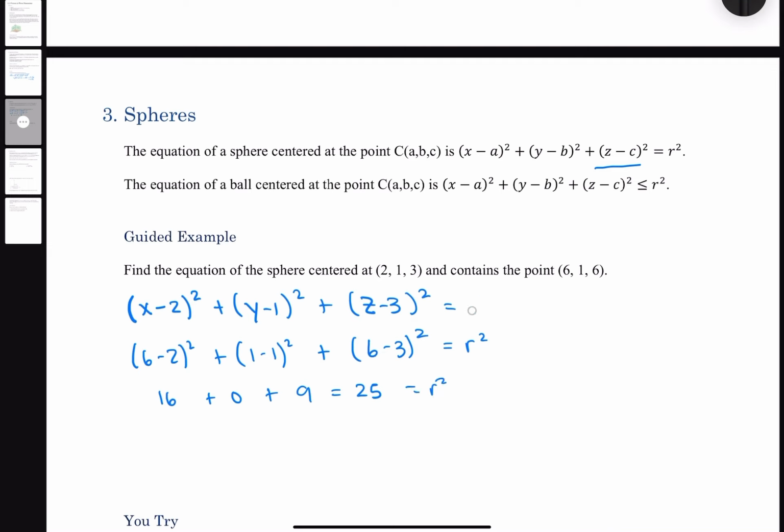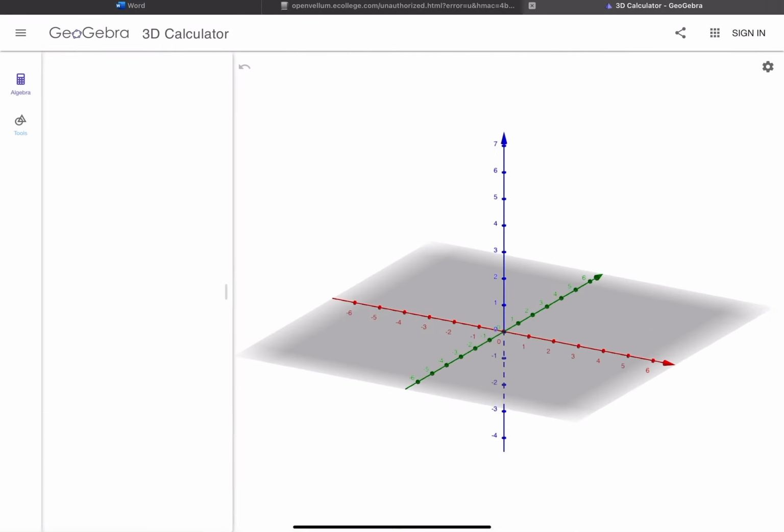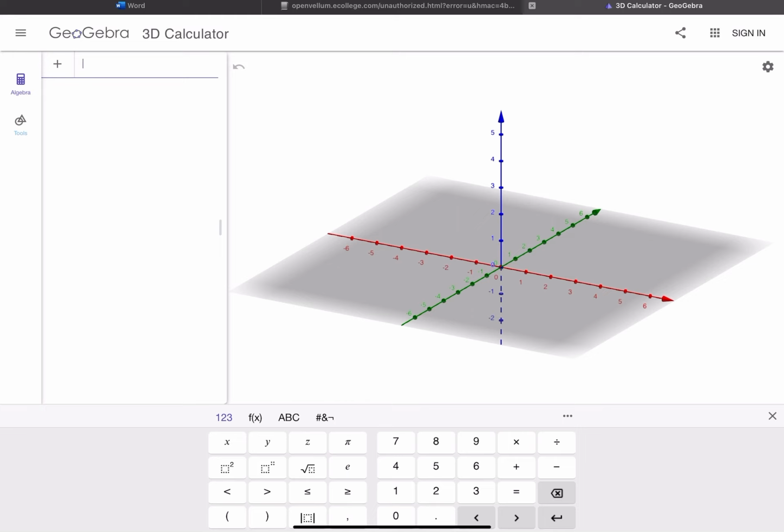So the equation of our sphere is x minus 2 squared plus y minus 1 squared plus z minus 3 squared equals 25. I don't know why I crossed that. Let me just erase that. So let's go over to GeoGebra and type that in. It's better to just refresh GeoGebra and get a new one. It kind of lags for me.